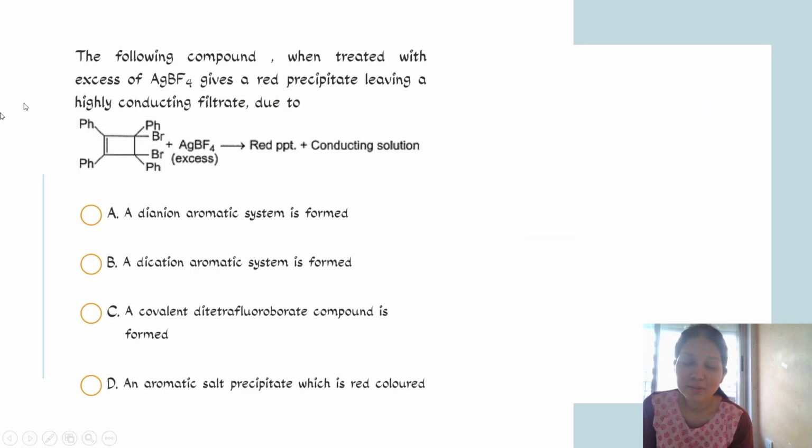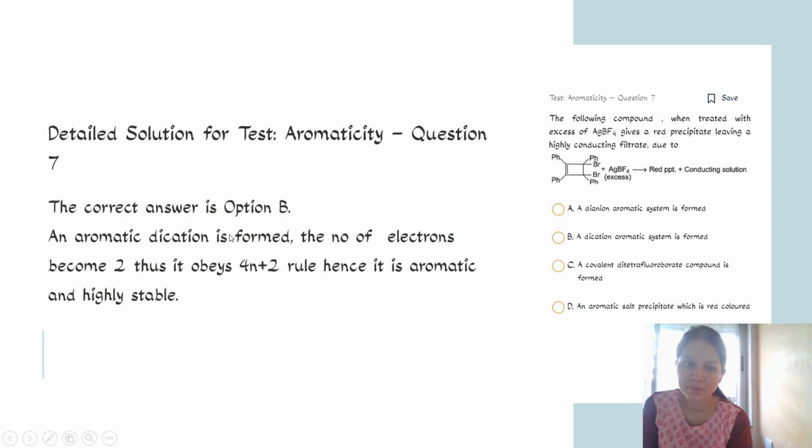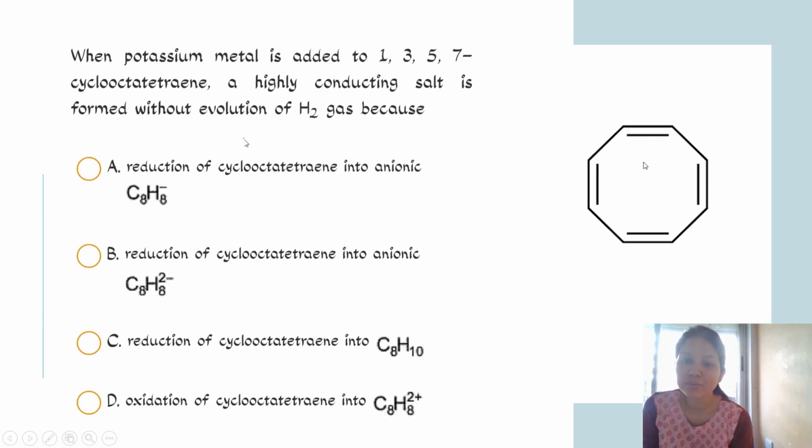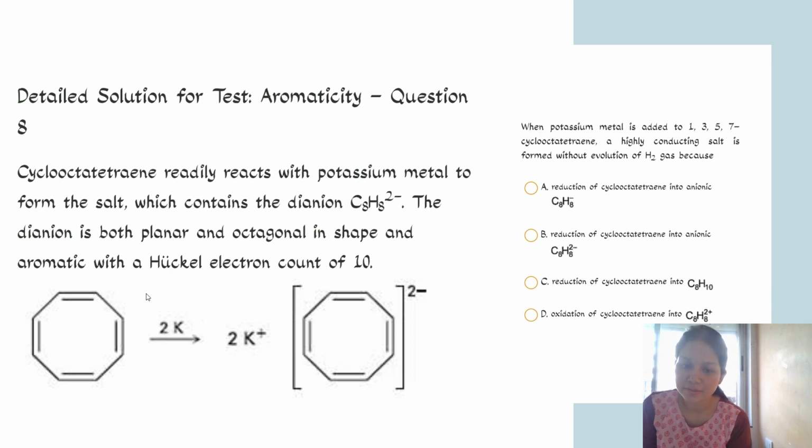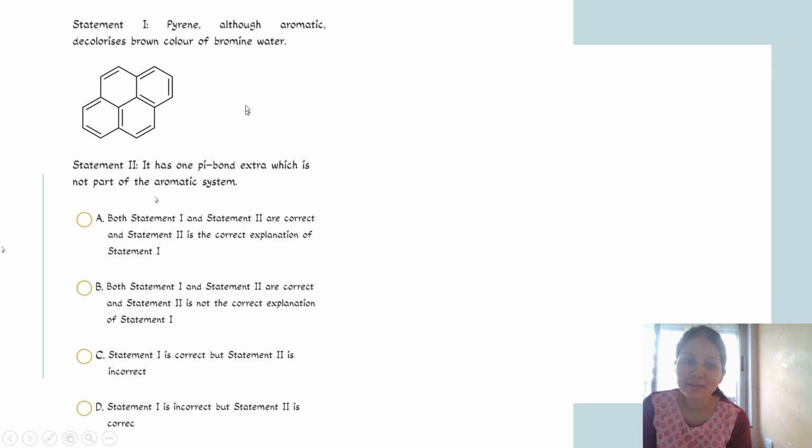Okay, so in the next question we saw how this conducting reaction was carried out, and we saw that to achieve aromaticity, this compound was decomposed to get a dicationic aromatic system in this reaction. Okay, and in the next question we saw when potassium metal was added to this 1,3,5,7-cyclooctatetraene, we got a species which is C8H8 2-minus, which was an aromatic system possessing 10 pi electrons. And then we talked about pyrene, how despite its being aromatic, one particular carbon-carbon double bond was not participating in the aromaticity, and that was decolorizing the brown color of bromine water.